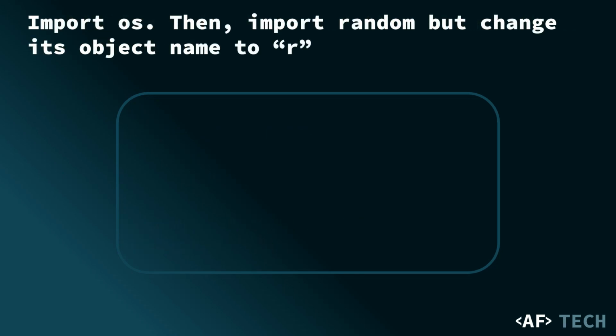Import os and then import random, but change random's object name to r. Importing os is as simple as just saying import os, but then we'll use the as keyword to change the name of random for this program.